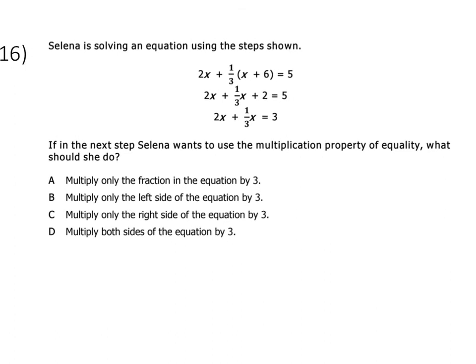Selena is solving an equation with the steps shown. If the next step Selena wants to use is the multiplication property of equality, what should she do? The multiplication property of equality says what you do to one side of the equation, you need to do to the other side too. So we're looking for the answer that includes both sides of the equation. A is saying multiply only the fraction in the equation by 3. B is saying only do the left side. C is doing the right side. D has the word both, so D is our correct answer.